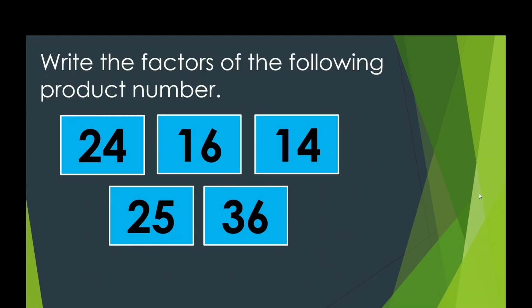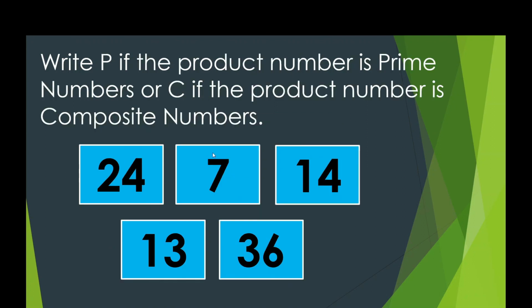Now, write the factors of the following product numbers. So we have 24, 16, 14, 25, and 36. And then write P if the product number is a prime number, or C if the product number is a composite number. So we have 24, 7, 14, 13, and 36.